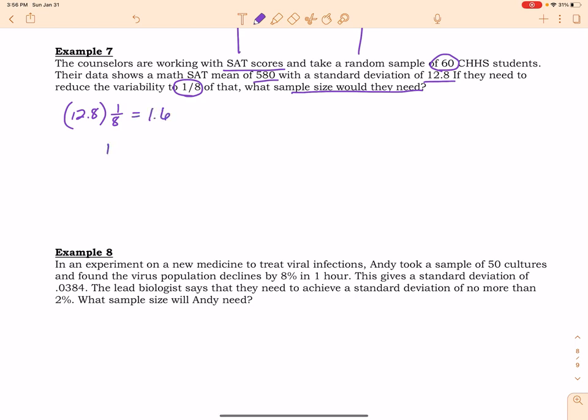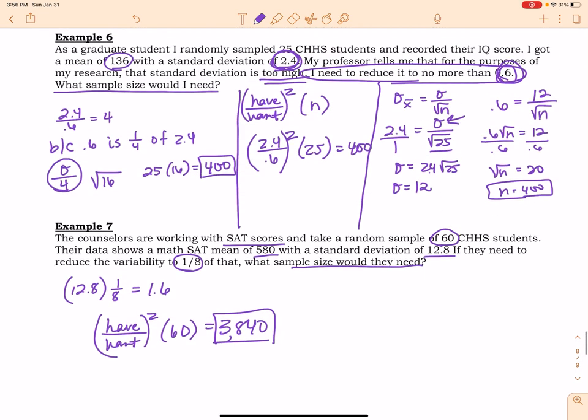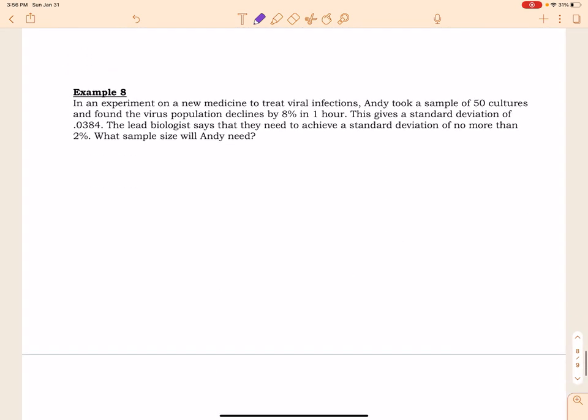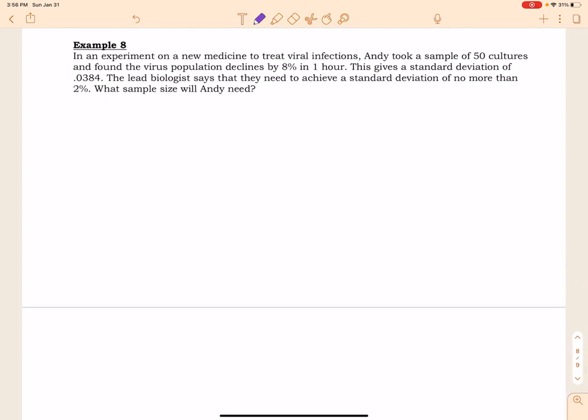So you can take what you have over what you want and square it. Why am I squaring it? Because of the square root. And you can multiply it by your sample size. That is the easiest way to do that. Or you can do it like this, or like this. Either one. It does not matter to me. Okay, let's look at example 8.